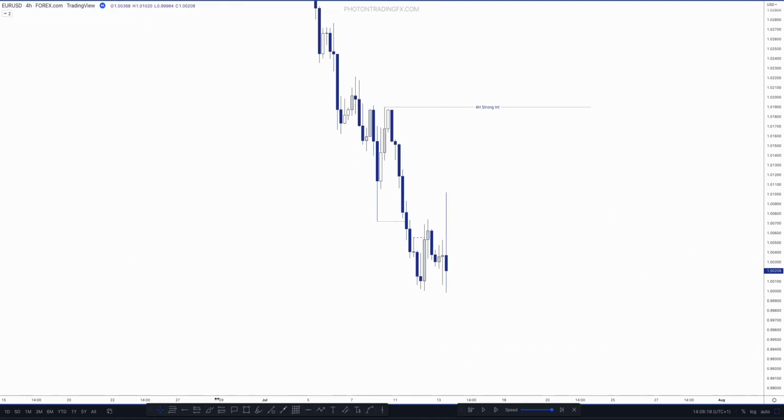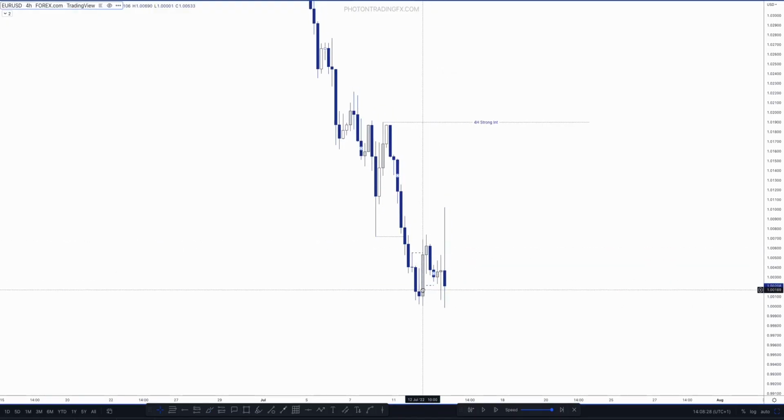And because a lot of people would potentially see that change of character, they'd get in long here. And then depending on how tight the stop is, right, they might get stopped out with that spike because price does just break the low there, I believe. All right, it's subtle, but you can see, yeah, it just trades through it.